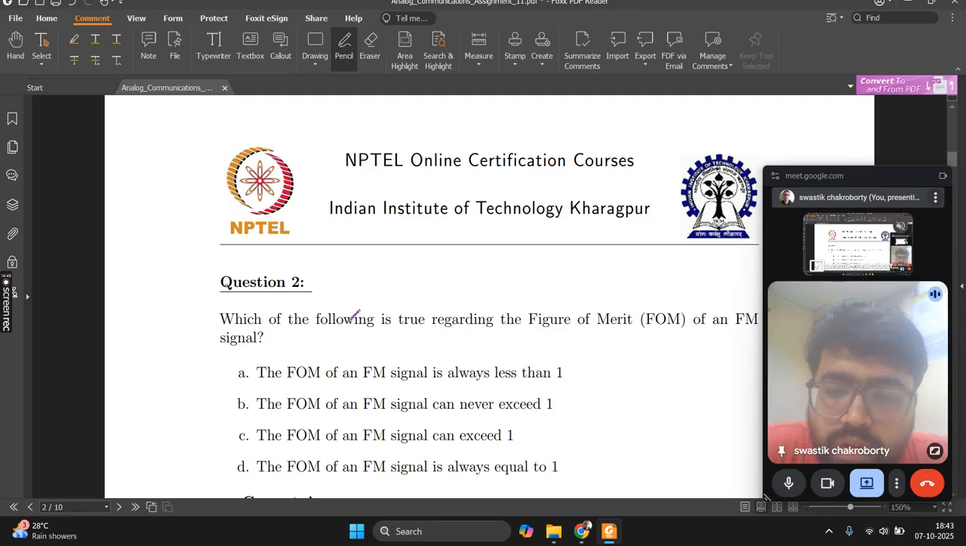Okay, which of the following is true regarding the figure of merit of an FM signal? So, is it always less than 1? This one translates to FOM less than 1. This one translates to the same thing, that FOM can never exceed 1. So it is FOM less than or equal to 1. This one is FOM can be greater than 1, and this one is FOM is equal to 1.